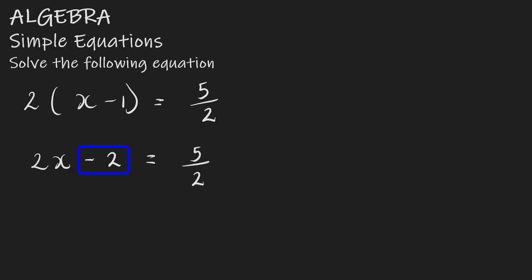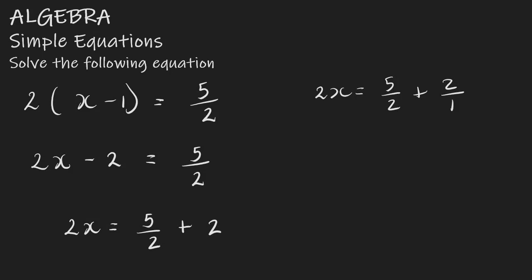I would like to get the x term alone on the left-hand side of the equal sign. Therefore, 2x is equal to 5 on 2 plus 2. I can rewrite this as 2x is equal to 5 on 2 plus 2 on 1. For me to simplify the right-hand side of the equal sign, I need to add these two fractions. So 2x is equal to, the common denominator of 2 and 1 is 2. I take the numerator of my first fraction, 5, and I multiply this when I divide the denominator of my first fraction into the common denominator.